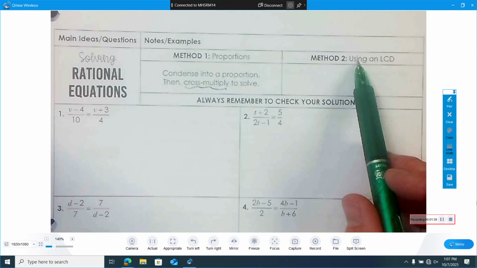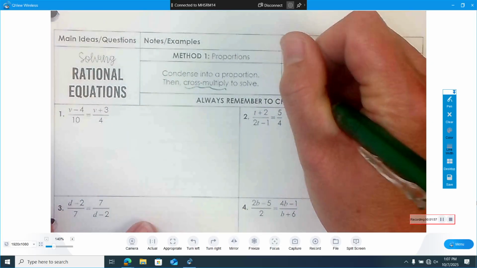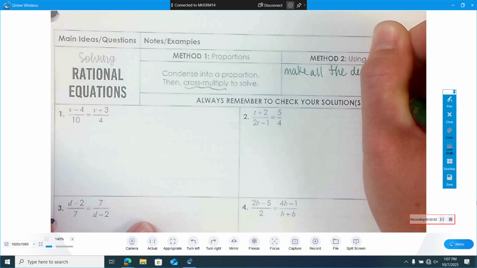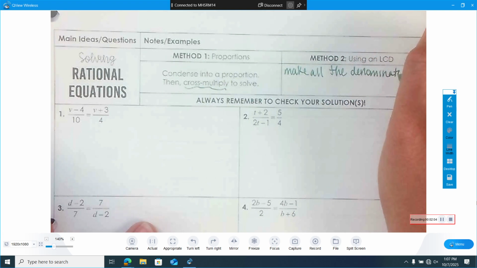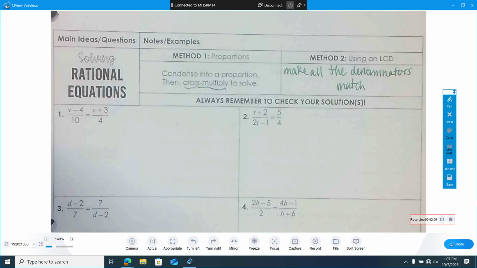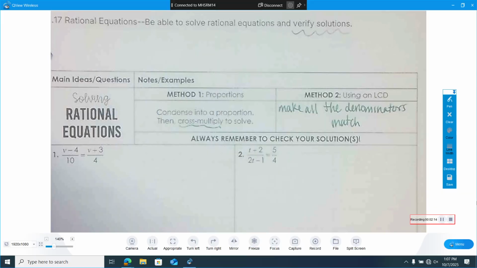So the second method, I'm going to call it using an LCD, but I actually don't like to use that name, because I think the easiest way to solve these rational equations is really just to make all the denominators match. If we make all the denominators match, and I love this, I'm going to show you something here. This is just math logic here.